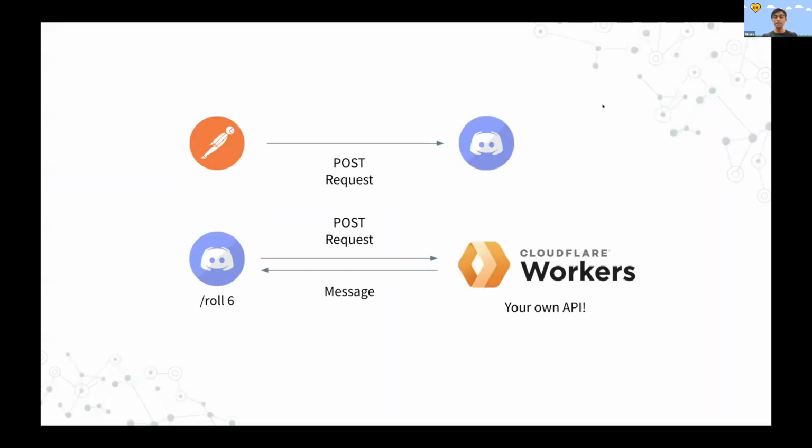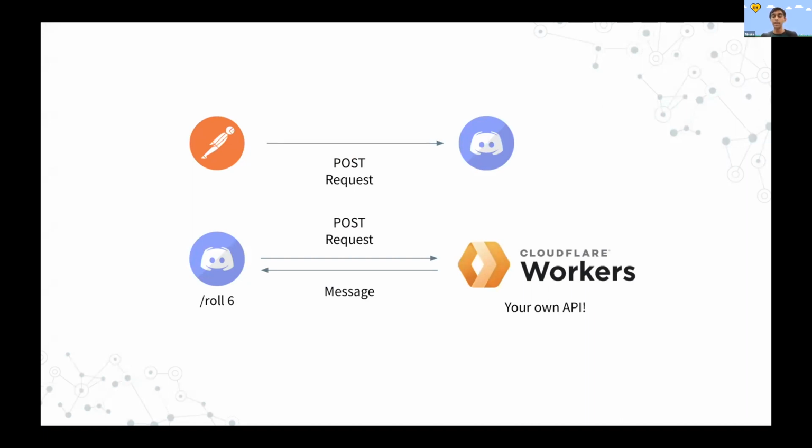So here's how this works. The demo that I'm going to be walking you through is a Discord bot that rolls an n-sided die. You can type /roll, and if you type /roll 6, it'll roll a 6-sided die. If you go /roll 20, it'll roll a 20-sided die. And that'll make a POST request to your own API.